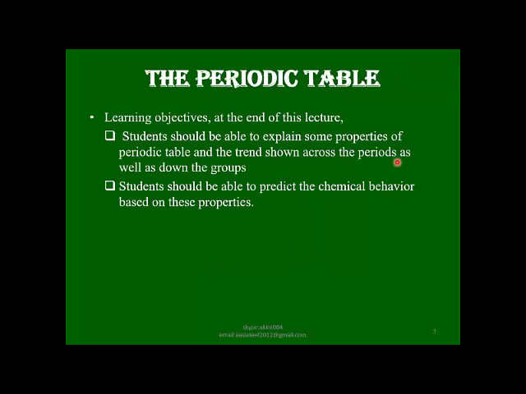Today our discussion is going to be on some properties of groups and periods in the periodic table, because I remember the last time we treated the properties of some groups, the important groups like group 1, the alkali metals, group 2, the alkaline earth metals, group 7, the halogens, group 0 or group 8 as the case may be. Those are the noble gases.